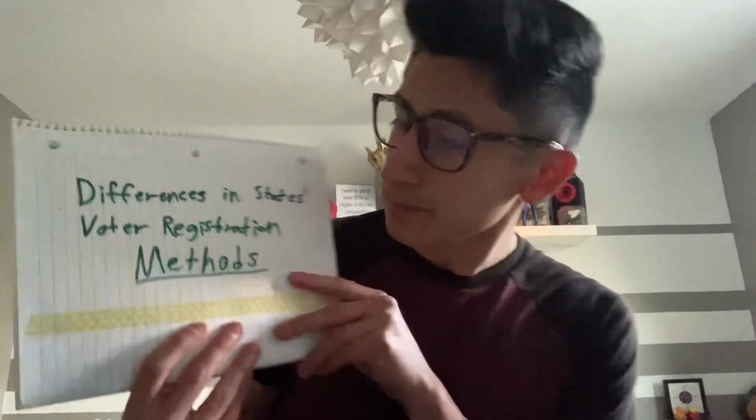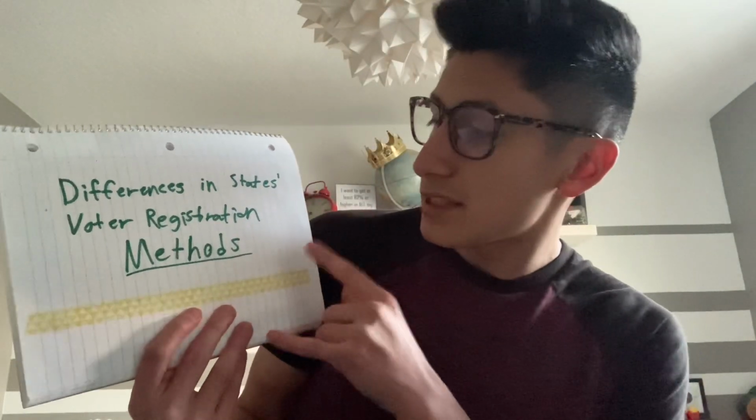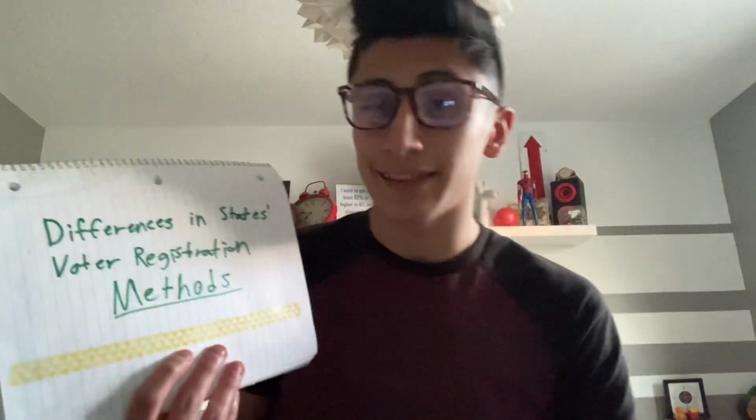Okay, the next slide is differences in states' voter registration methods. Okay, now this is an interesting topic, okay? So each state has different rules and regulations for voting, but one thing that is very common and very universal that the government has issued is that in each state, to vote, you need to be registered to vote.